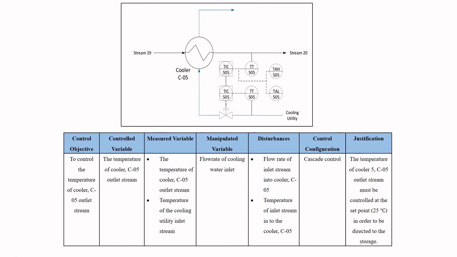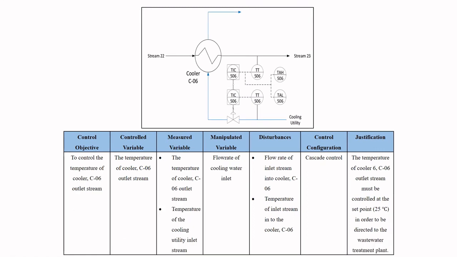For cooler 5, the temperature of the cooler 5 outlet stream must be controlled at a set point of 25 degrees Celsius in order to be directed to the storage tank. For cooler 6, the temperature must be controlled in order to direct it to the wastewater treatment plant at 25 degrees Celsius.